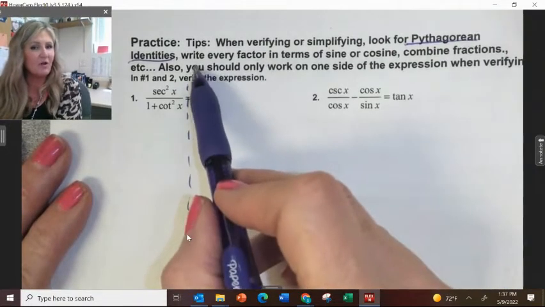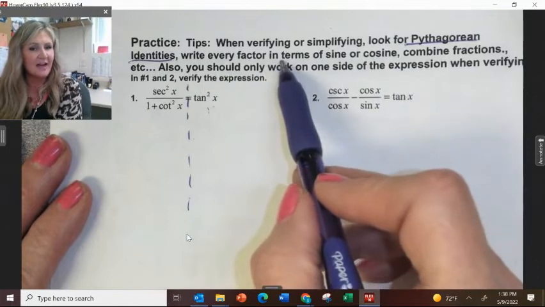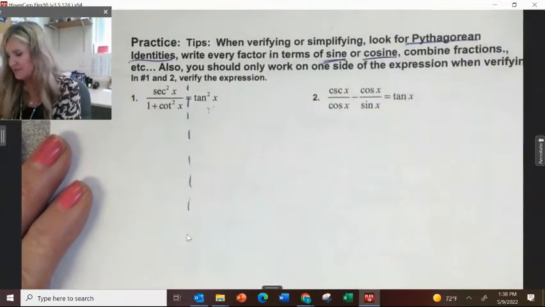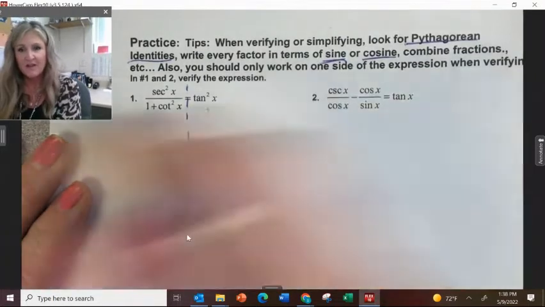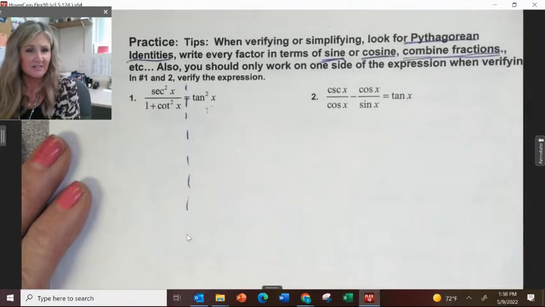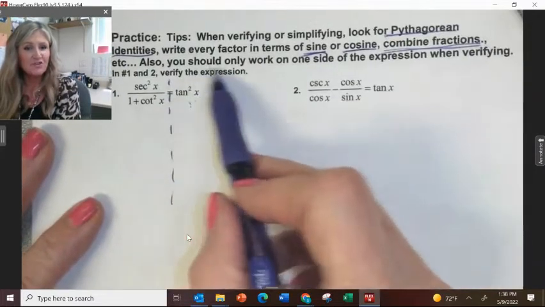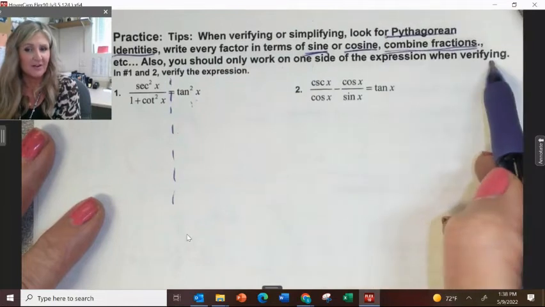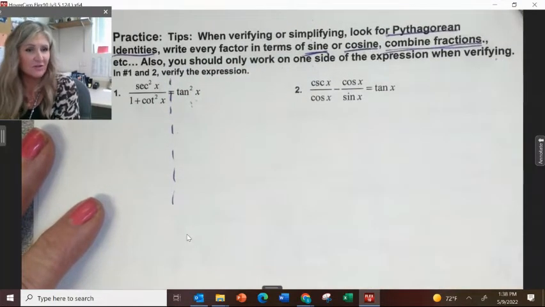Another method that's helpful is to write every factor in terms of sine or cosine. That helps sometimes. We might want to get a common denominator to combine fractions. But you should only work on one side of the expression when verifying, also known as proving.